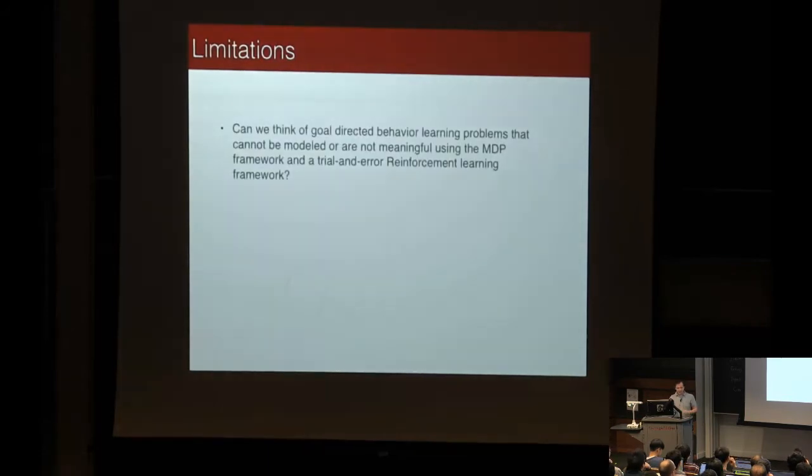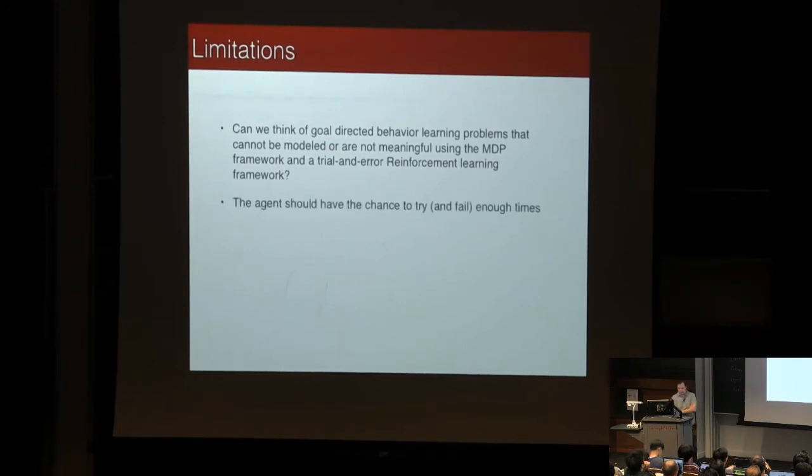Now, limitations. So here's the question. Can you think of a goal-directed behavior problem that cannot be modeled or is not meaningful using the Markov decision process framework? We'll talk about this. And a trial and error reinforcement learning framework. Okay? So there are examples where this is difficult to do.